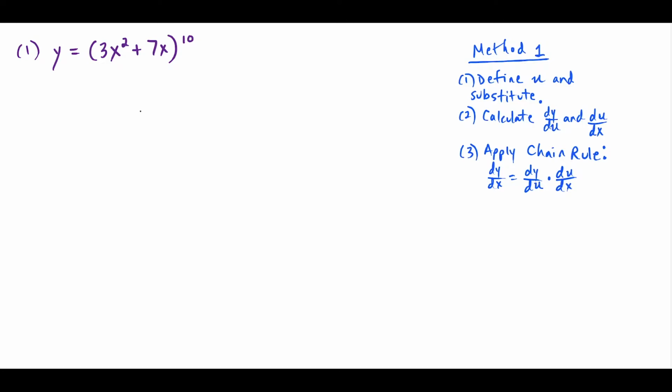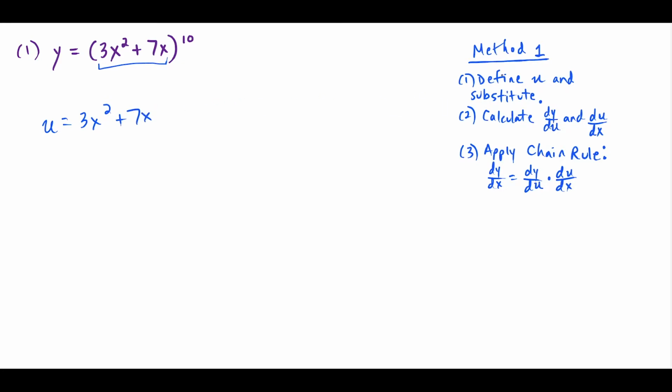Now for the first question here, we want to find the derivative of this y equals here. And for method 1, this is probably the safest method that you could use. It takes the longest, but it is very safe. So what we do first is you define u and make a substitution. And the u term here is going to be the inside term. So I let u equal 3x squared plus 7x.